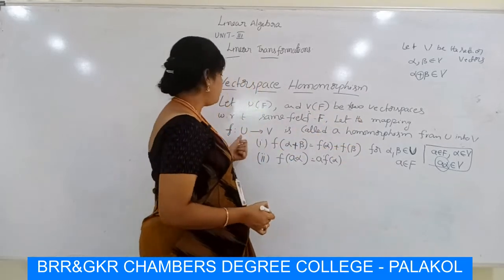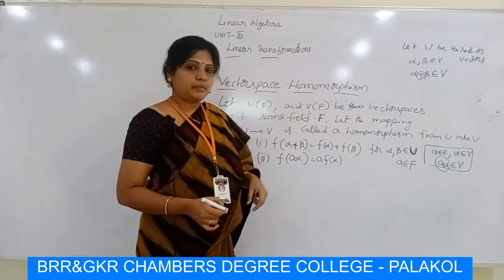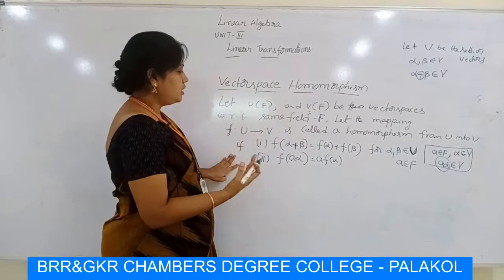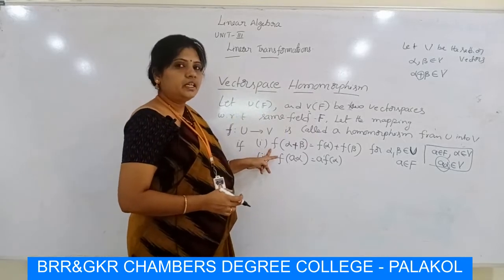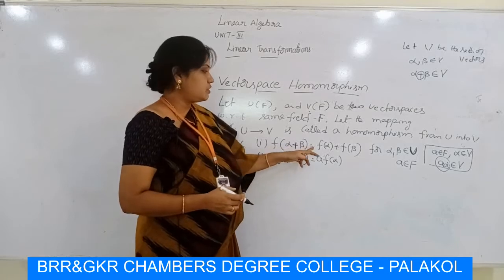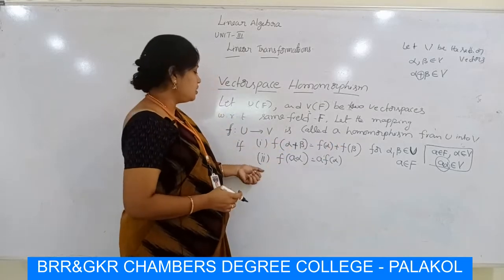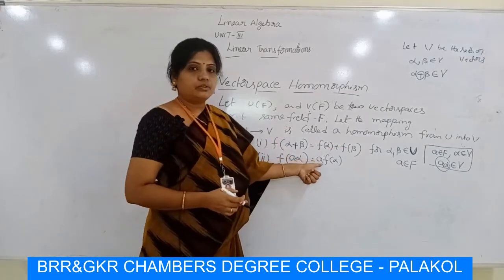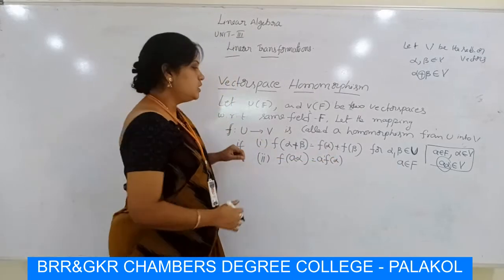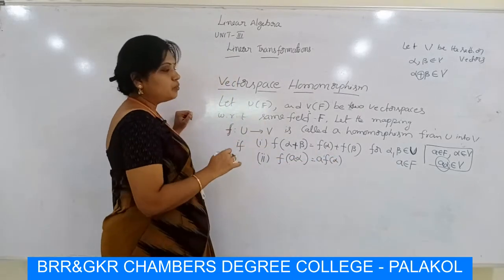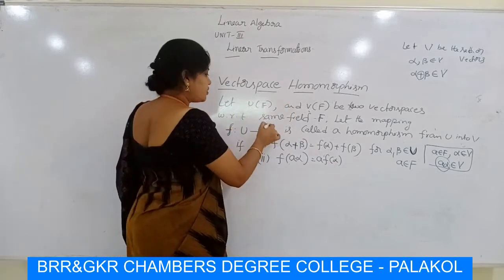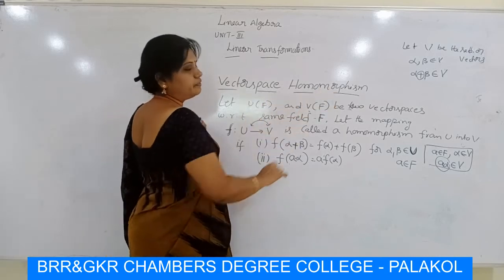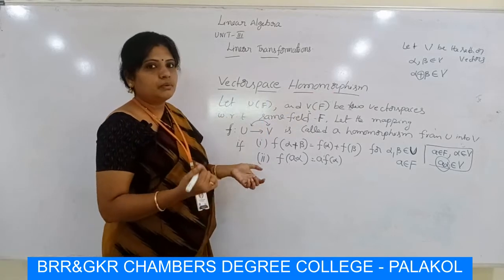Let the mapping f from U to V be called a homomorphism from U into V if the following two conditions are satisfied. First, with respect to the internal composition, f of alpha plus beta is equal to f of alpha plus f of beta, and with respect to the external composition, scalar multiplication, f of a into alpha is equal to a into f of alpha. Then f is called a homomorphism between vector spaces. This is called vector space homomorphism.